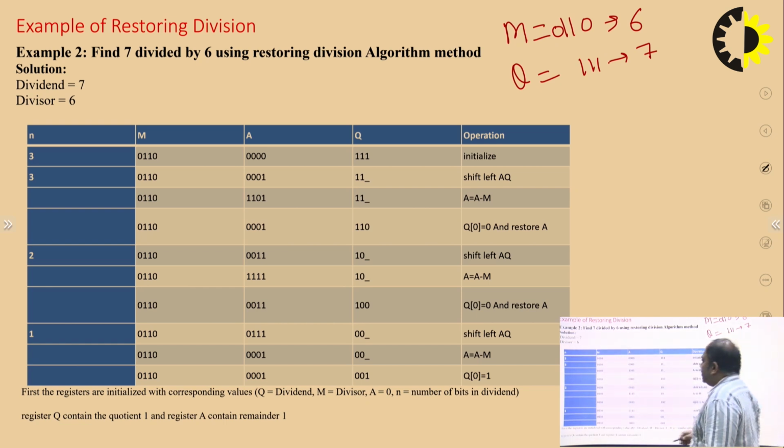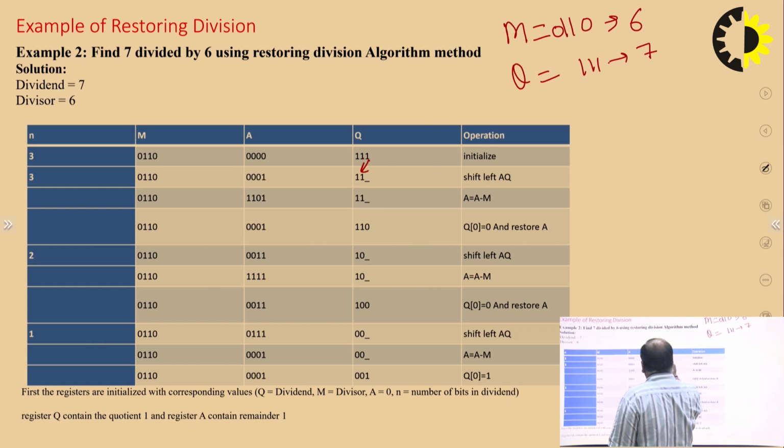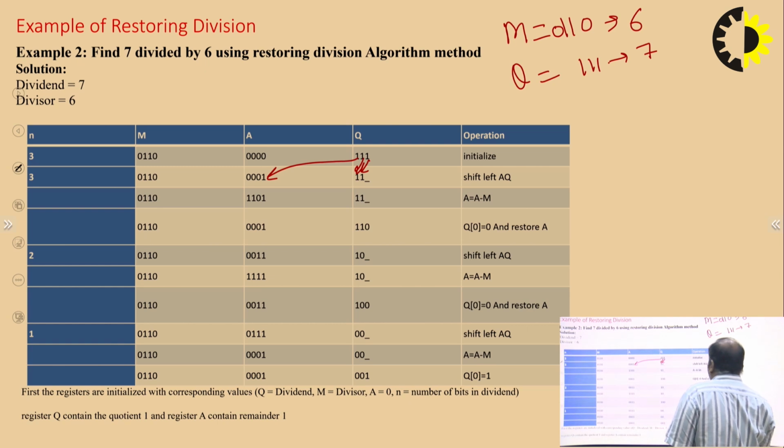First we initialize the values. A is 0000, M is 0110 and Q is 111. First step, what do we do? We do a left shifting, shifting in one bit of the value of Q. After this, we do a subtraction of 0001 by 0110.